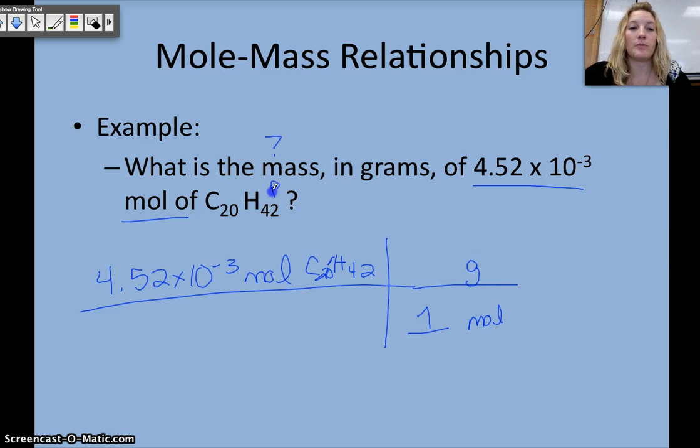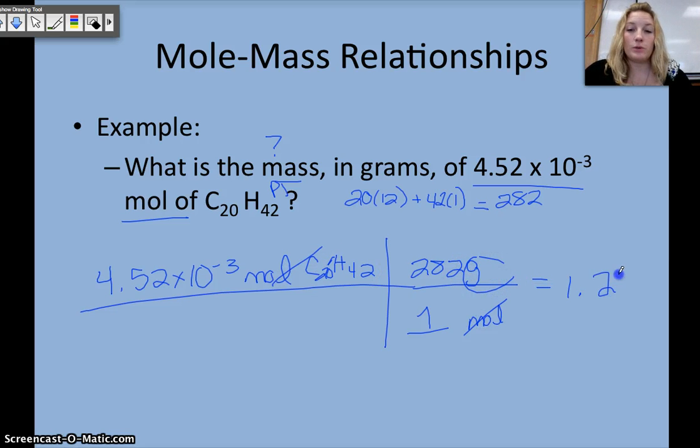on the periodic table. So if we take 20 times our 12 plus 42 times 1, 12 is what 1 carbon is, 1 is what 1 hydrogen is, and we add that up, we get 282 grams as our molar mass. So that means there are 282 grams per 1 mole. Again, multiply across the top, divide across the bottom. Moles are canceled, we're in grams. So we would get 1.27 grams of C20H42.